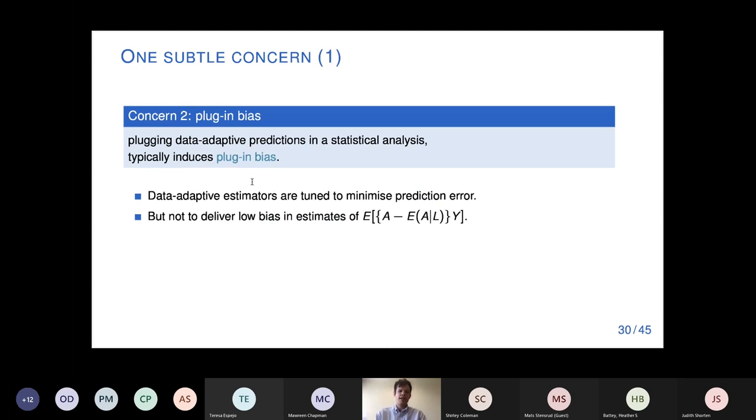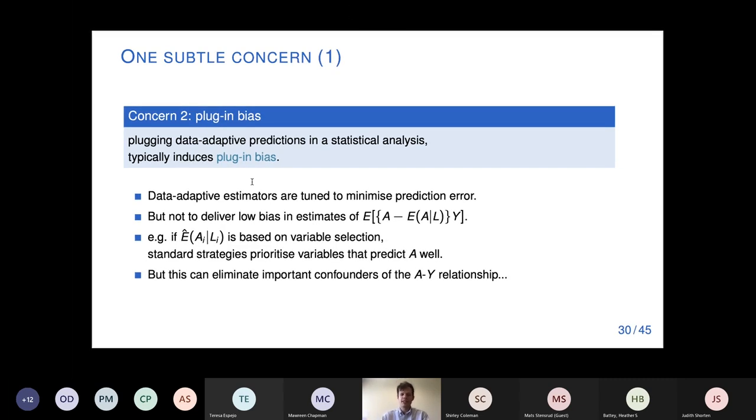The second concern is a slightly more subtle one and involves this notion of plug-in bias. So we know that data adaptive estimators, at least in their standard implementation, are designed to balance bias and variance in a specific way that is meant to obtain really good predictions for new individuals with similar values of similar data as in the training sample. However, these data adaptive estimators are usually not tailored towards delivering low bias in estimates of the target parameter, in this case, the expected conditional covariance.